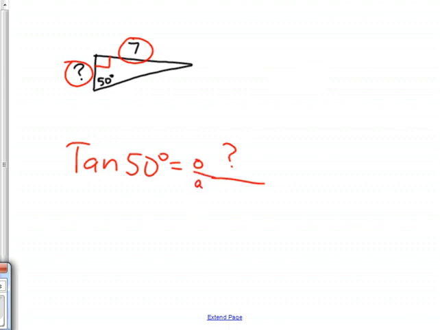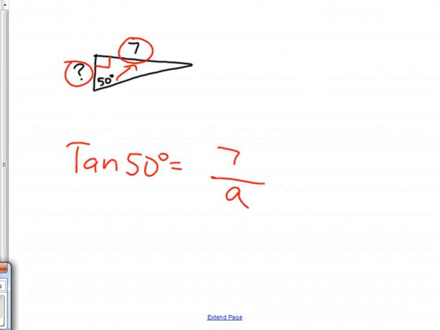Now let's figure out what the opposite one is. From the 50 perspective, the opposite is 7. Over the adjacent side is, I don't know, so I put a question mark. Now, what would be a good letter for question mark? A. What would be a bad letter for question mark? C, for instance, because that would imply it's the hypotenuse, but it's not. So A would be a good choice. I really can't mark you down for what letter you pick, but I'm just trying to say C would be a bad idea.